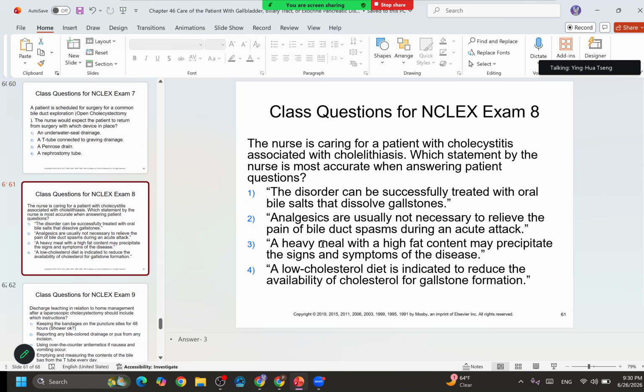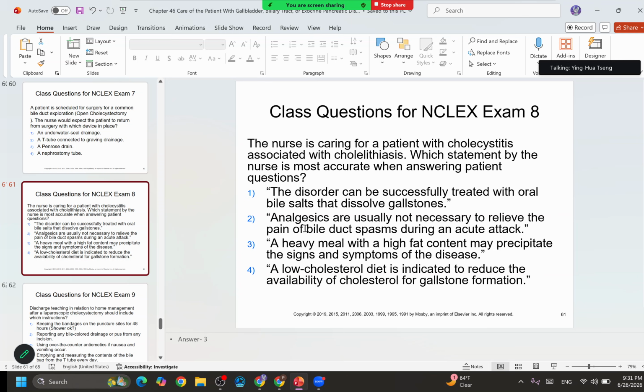All right, number 8. So a nurse is caring for a patient with cholecystitis associated with cholelithiasis, so also with a stone. What statement by the nurse is most accurate when answering the patient's question? We say the right answer. The disorder is successfully treated with oral bile salts to dissolve the gallstone. No, gallstones are usually not dissolved by any medication. We need surgery.